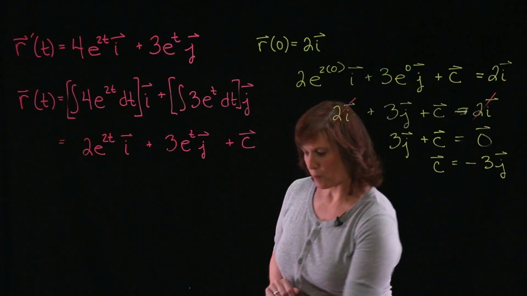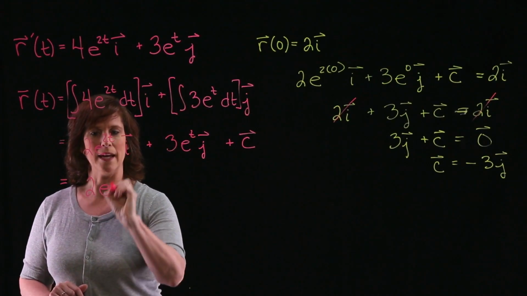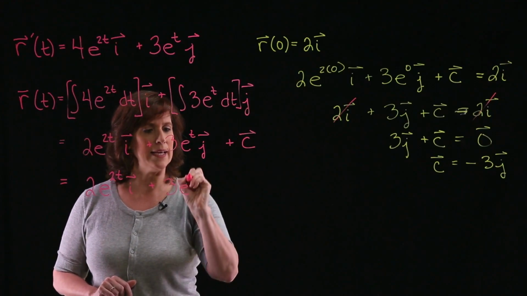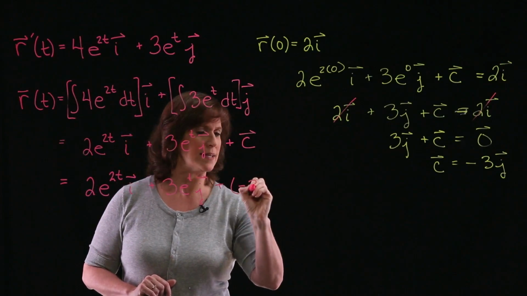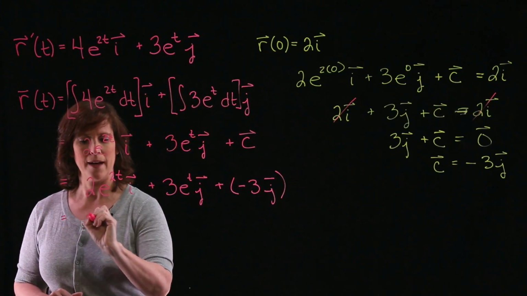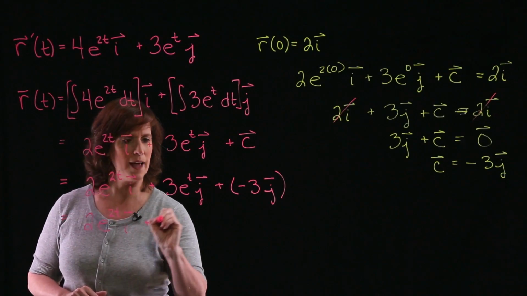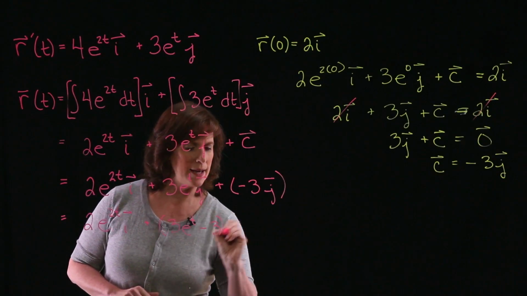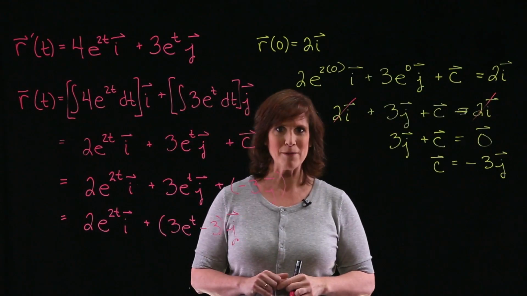So I can go back to my answer and say that my final result is 2e to the 2t i plus 3e to the t j plus a minus 3j. And I can even do one more simplification step and say this is 2e to the 2t i plus 3e to the t minus 3 times my vector j. And that's my solution. I hope that was helpful.